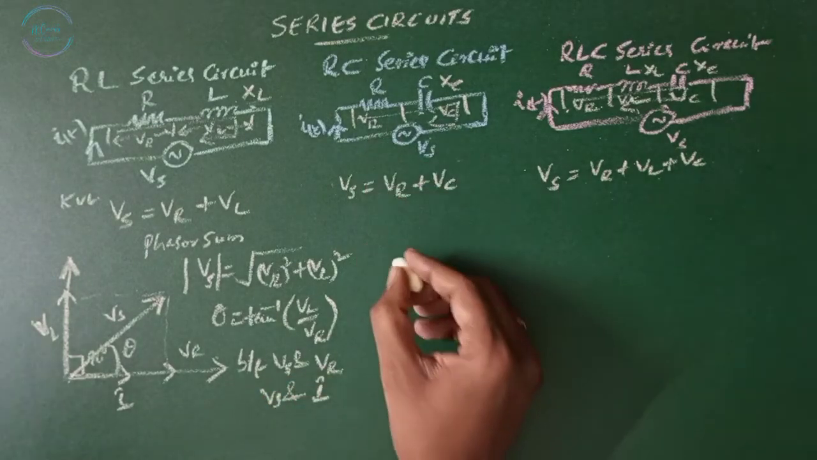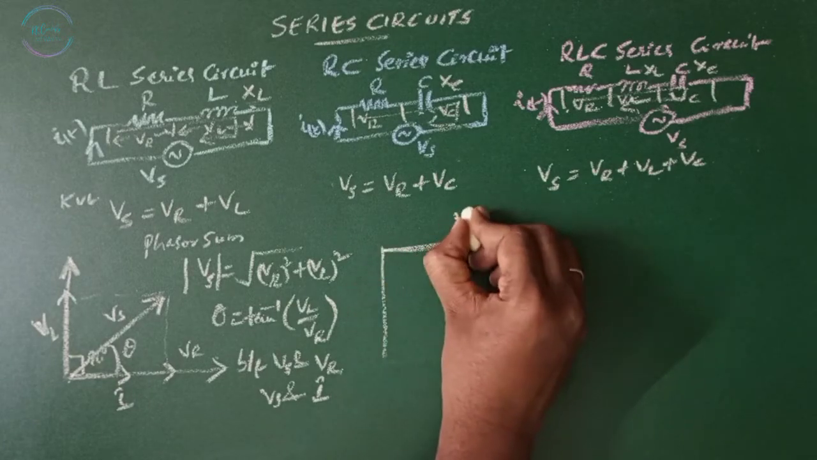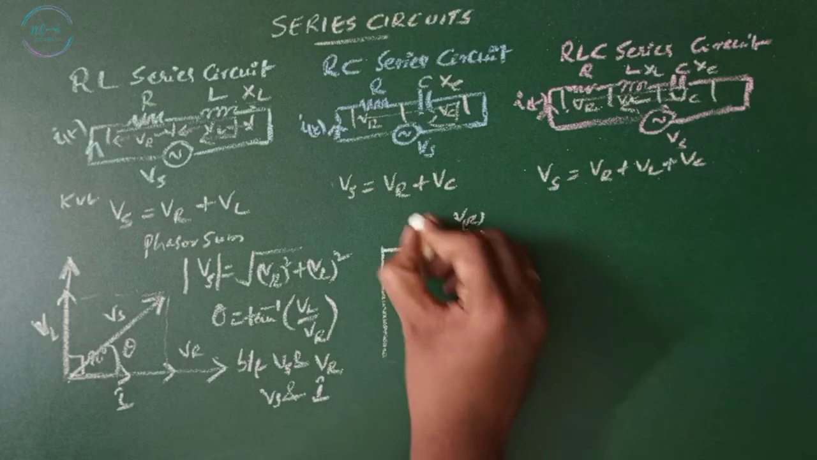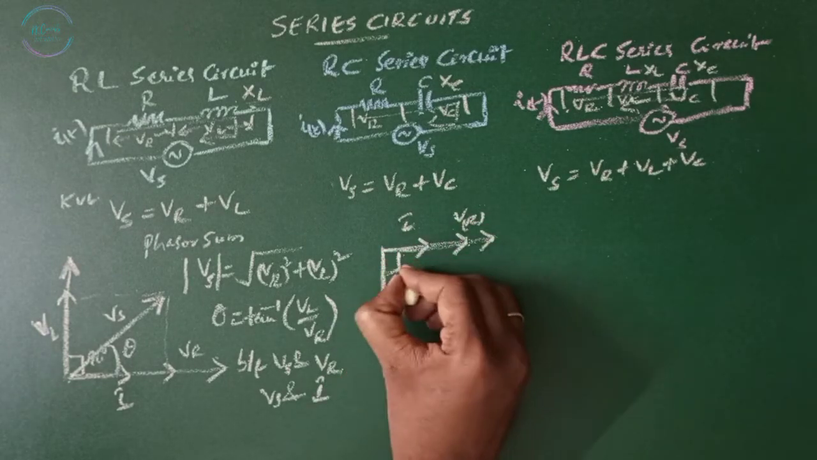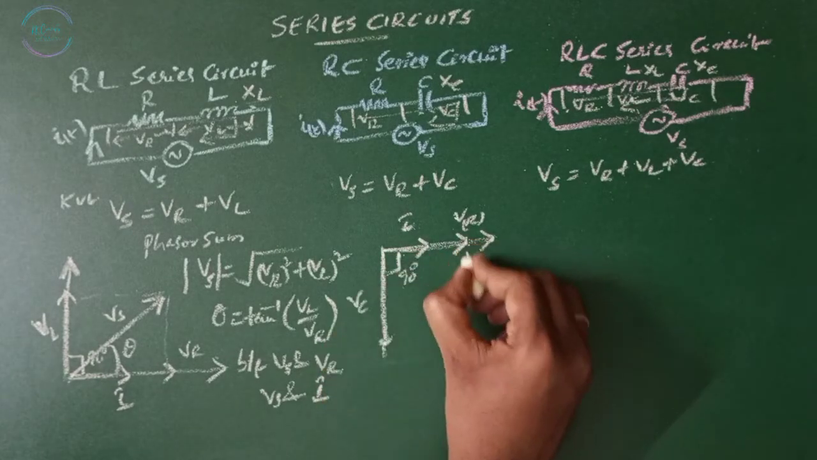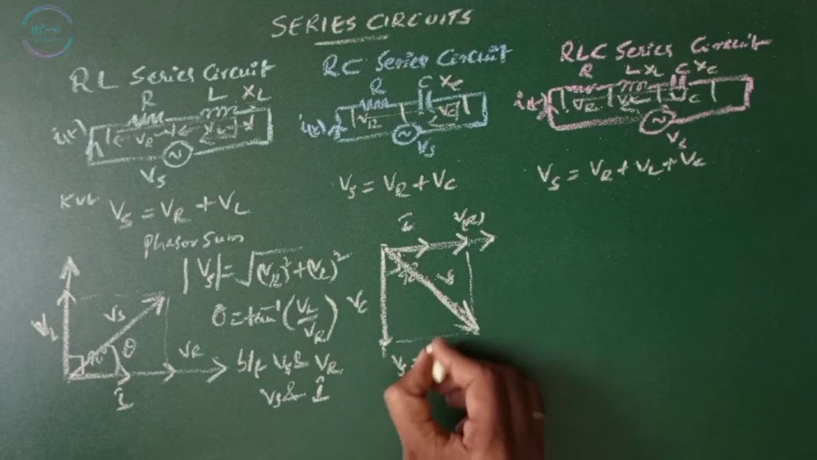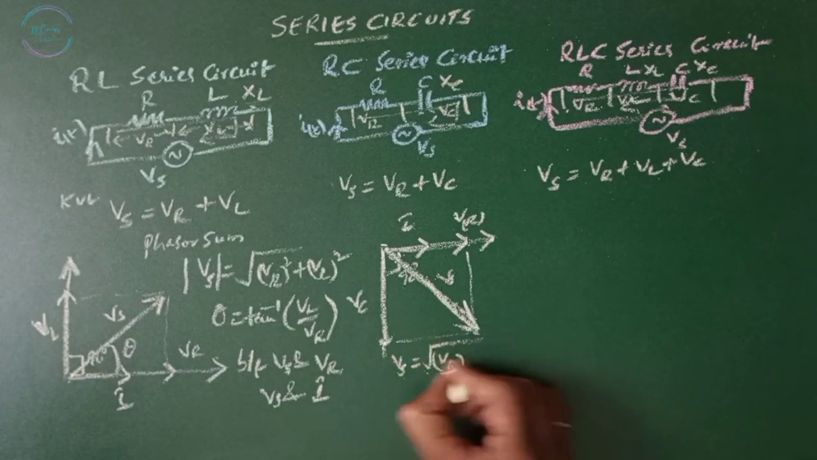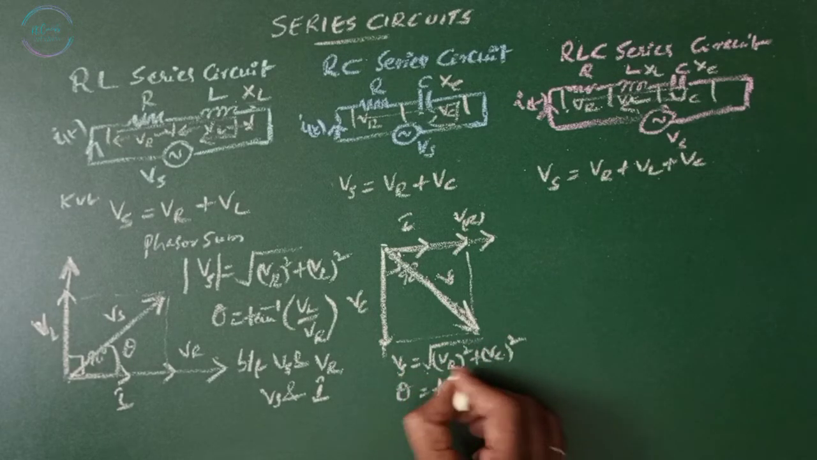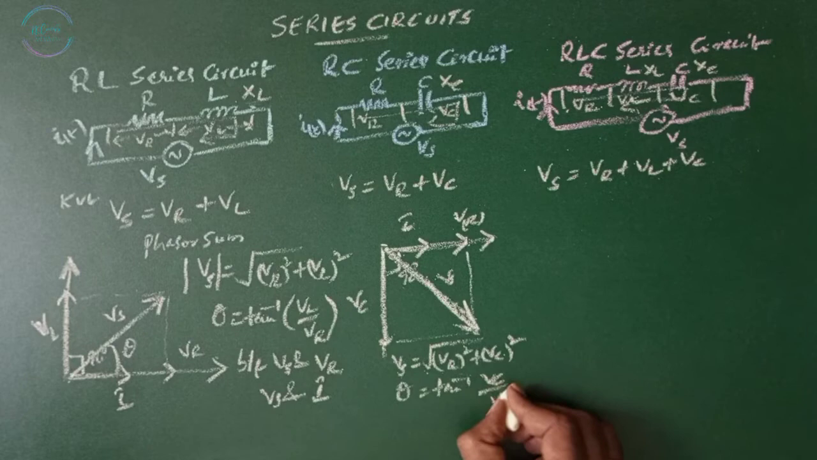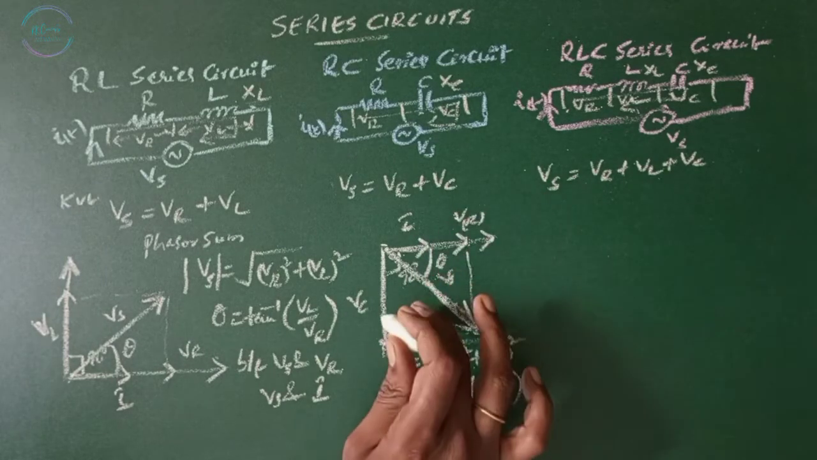Now for this circuit, to draw a phasor diagram, this is my VR and I is in phase with the VR. VC is going to lag by 90 degrees. Then the phasor sum is, this is my Vs in this case. Now Vs equals square root of VR square plus VC square, and theta equals tan inverse of VC by VR. Theta is the angle between Vs and VR as well as Vs and I.